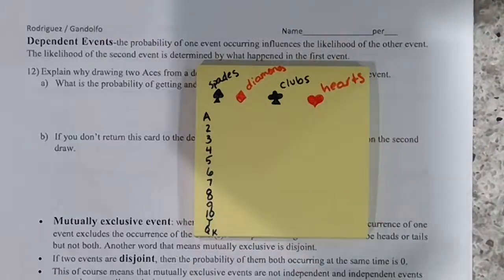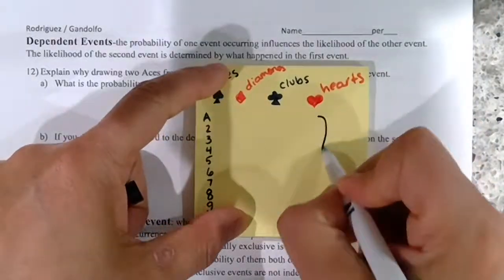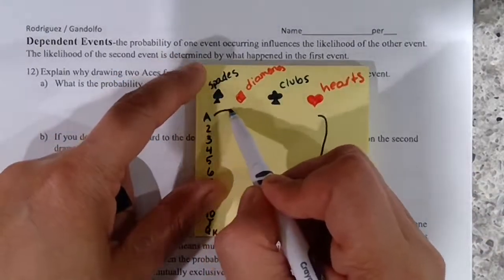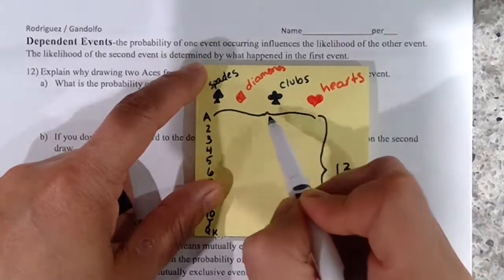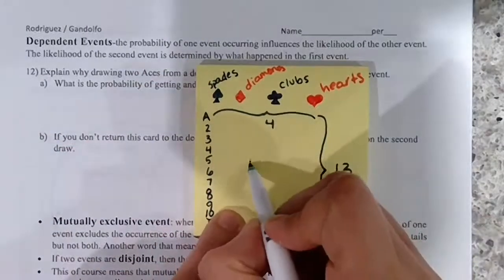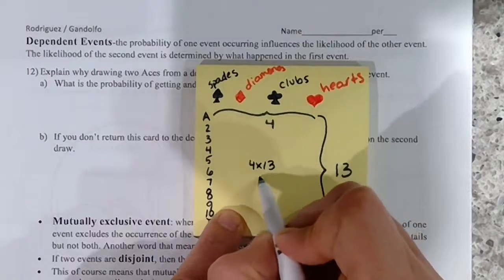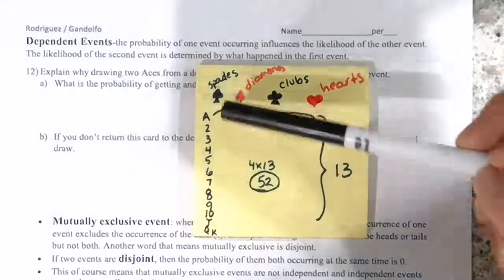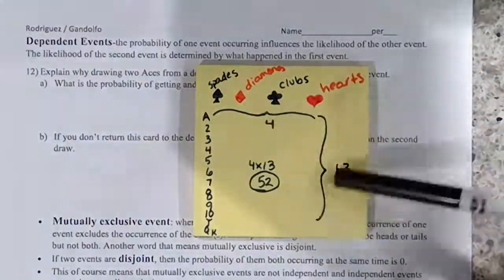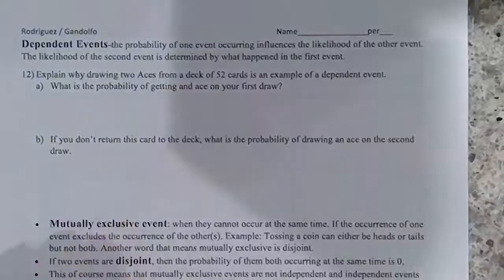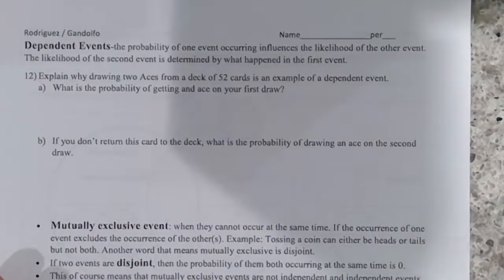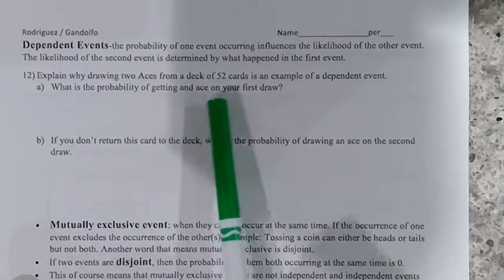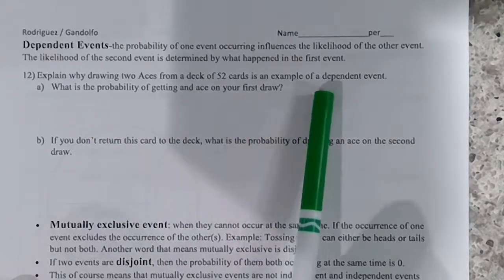And so there are 13 of each, and there are 4 different suits. So 4 times 13 is 52 cards. Okay, so you have all of these for each one. All right, first question says, explain why drawing 2 aces from a deck of 52 cards is an example of a dependent event.